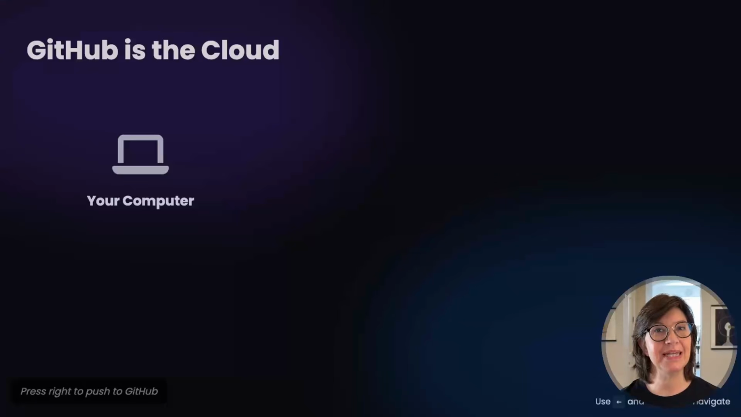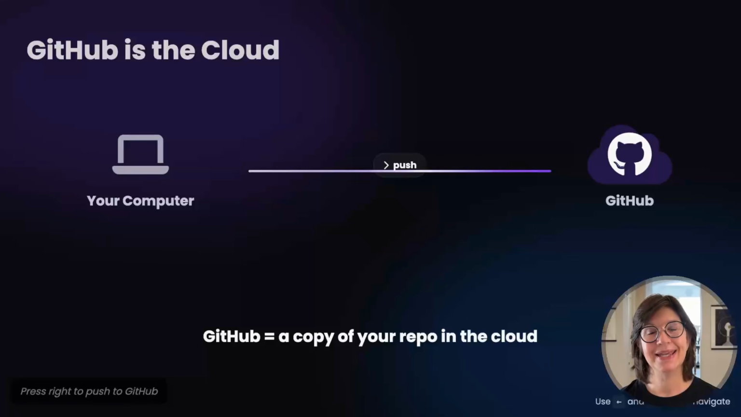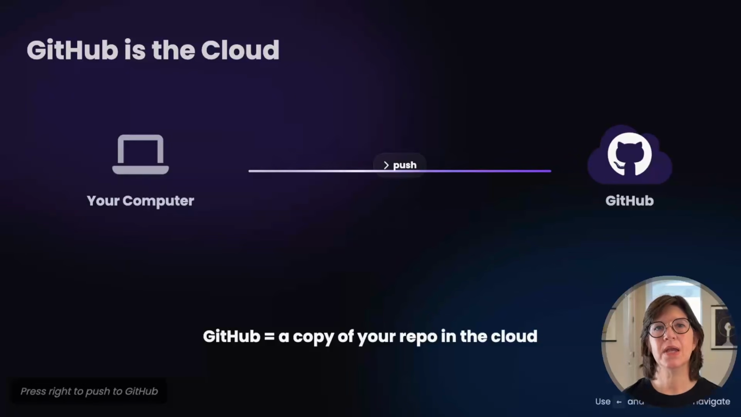GitHub is a completely separate service. It lives in the cloud. It's a website that stores a copy of your Git repository in the cloud. So now your project can exist in two places: on your local computer and safely backed up on the cloud in GitHub's servers.